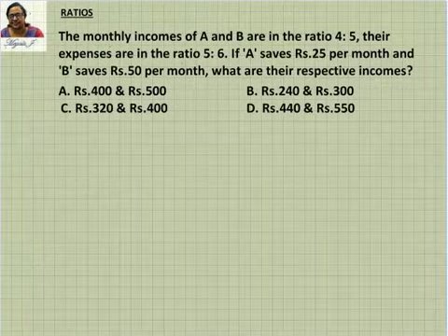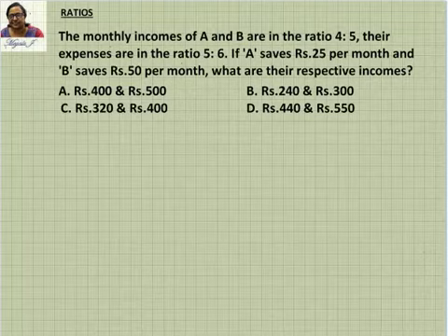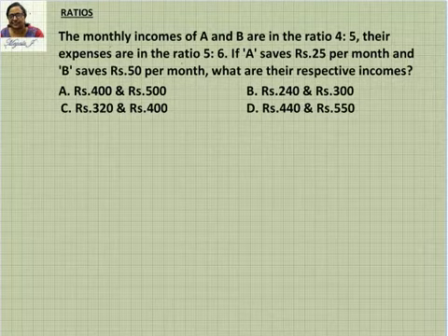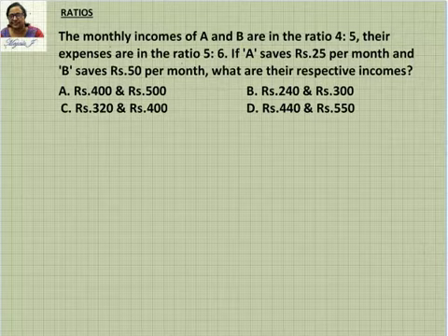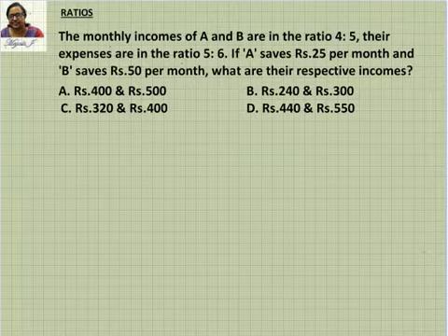The monthly incomes of A and B are in the ratio 4:5. Their expenses are in the ratio 5:6. If A saves rupees 25 per month and B saves rupees 50 per month, what are their respective incomes? This is a standard problem where income, expenses and savings are given. Normally income minus expense gives you savings. That's understood.